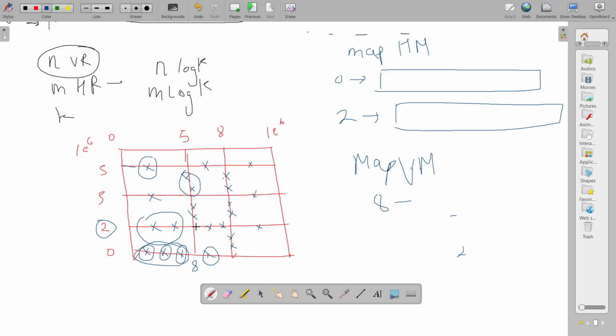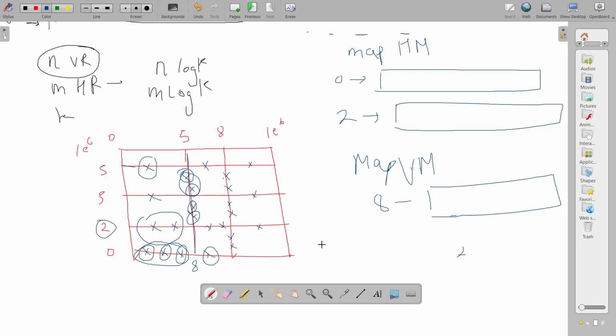And for x-axis 8, I am storing this element, this element, this element, and this element. So I am storing 4 elements here. Then what I do is I sort all of my maps. So basically all the elements are sorted by their x coordinates in this case, and in this case by their y coordinates.